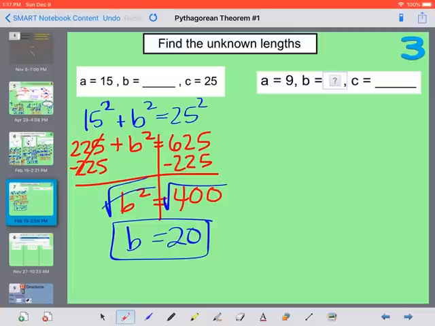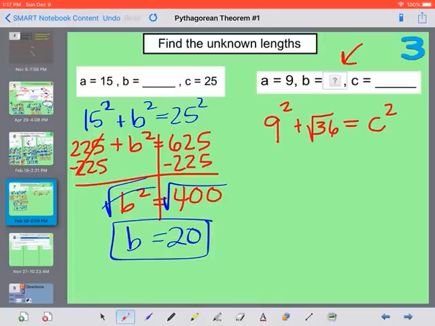Alright, this one, for some reason my picture didn't show up here, but let me think. I don't remember what it should be. But we have a squared plus b squared equals c squared. We know c is what we're looking for. We have the square root of a number here. I believe it is 36. If it's not, do this problem with whatever number I have here, and I will fix the video in a little bit.